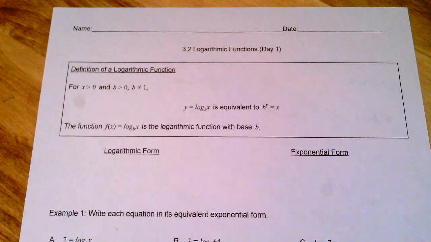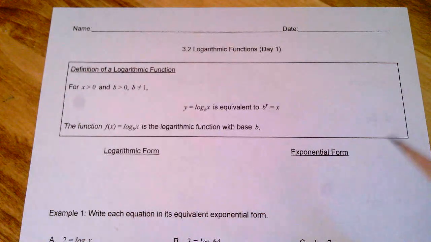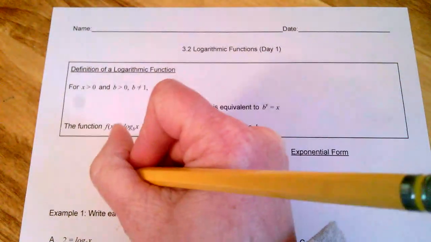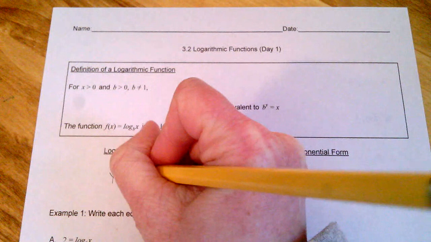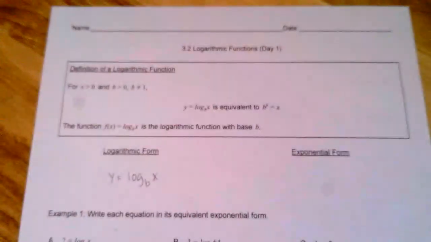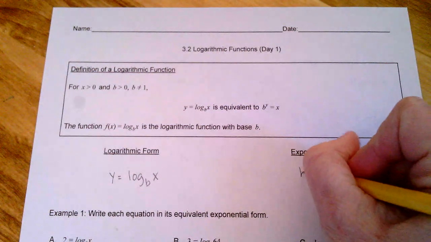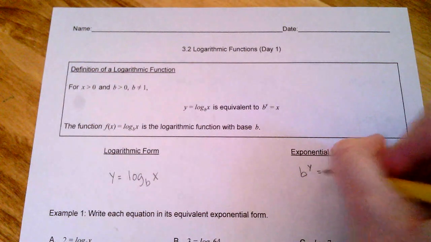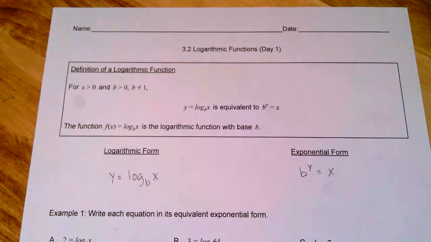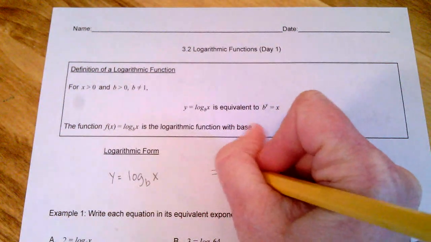The first type of question you're going to be asked is to convert between logarithmic form and exponential form. So our equation y equals log base b of x is in logarithmic form, and our equation b raised to the y is equal to x is in exponential form. So these two equations are equivalent. They mean the same thing.